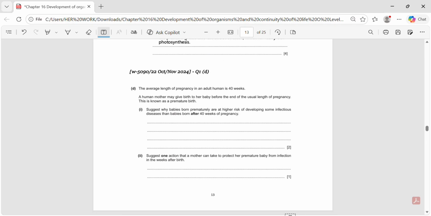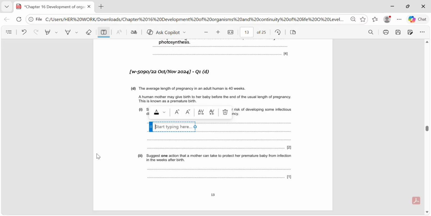We have a new question now. It says, the average length of pregnancy in an adult human is 40 weeks. A human mother may give birth to her baby before the end of the usual length of pregnancy. It then explains, this is known as a premature birth, and asks, suggest why babies born prematurely are at higher risk of developing some infectious diseases than babies born after 40 weeks of pregnancy. In simple understanding, this question is asking us to think about how a baby develops inside the womb and why being born early can affect its ability to fight infections. We need to link this with the immune system and protection given by the mother during pregnancy.